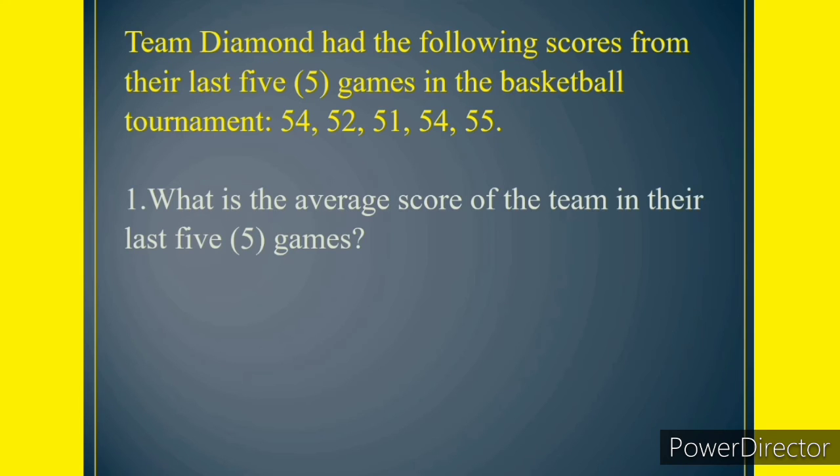Okay, the answer is 53.2. How? You have to add first all of the numbers again. 54 plus 52 plus 51 plus 54 plus 55 divided by 5. The answer is 53.2. Second question.